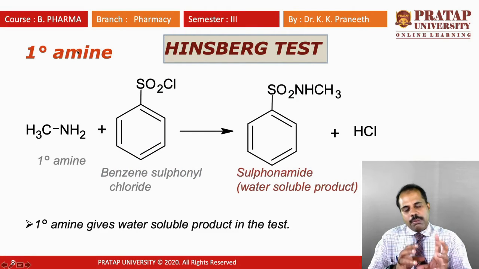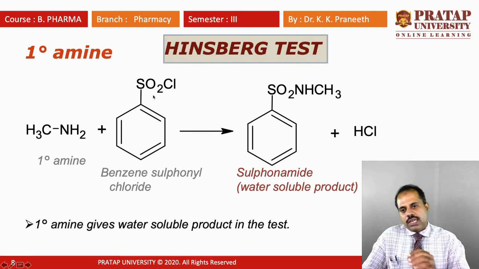What is actually happening? What is the actual reaction going on? So this is the primary amine structure. For this example, I have given methylamine, which is a primary amine. And this is the Hinsberg reagent, the reagent used for testing this reaction.